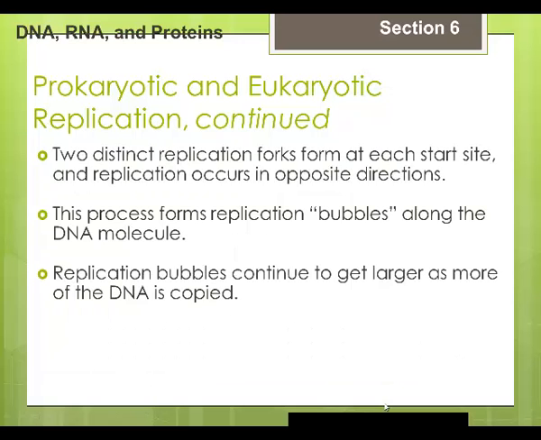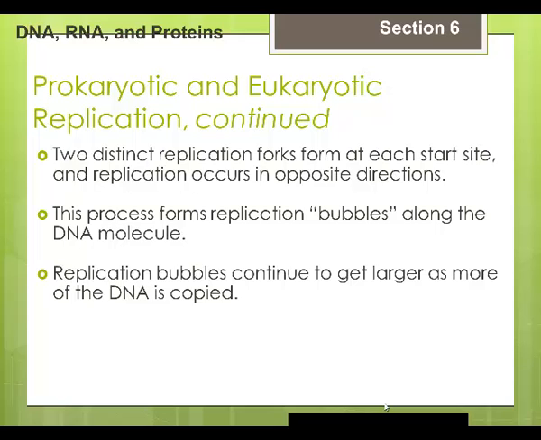So for us, two distinct replication forks form at each site where replication starts. Wherever the location is that a protein attaches to the DNA, that would be the start site, and we get two replication forks at that site.